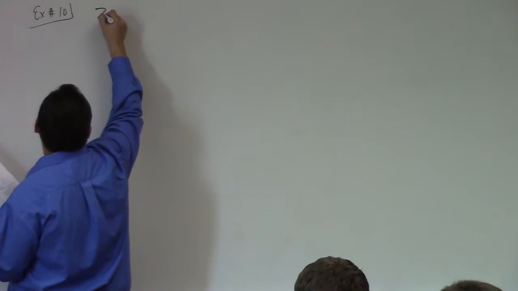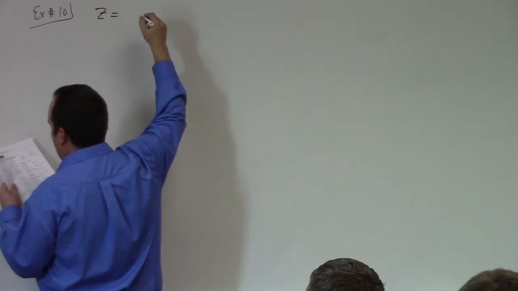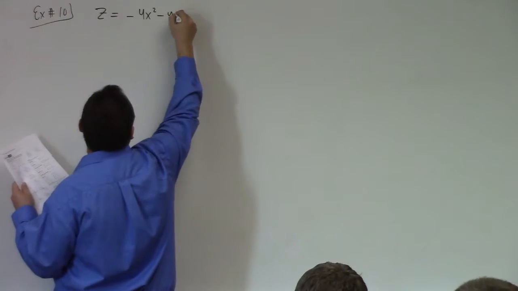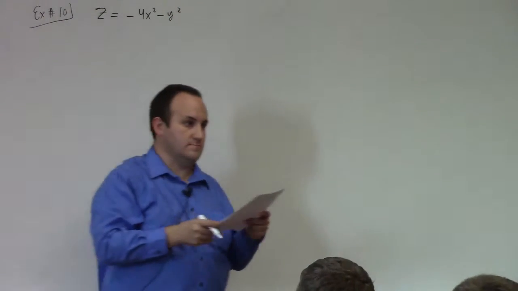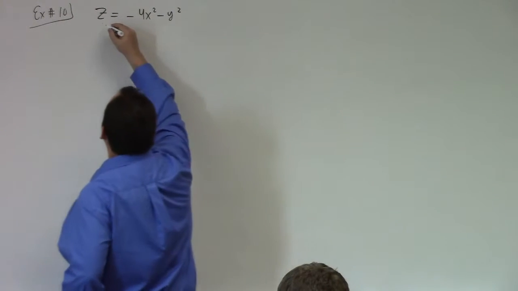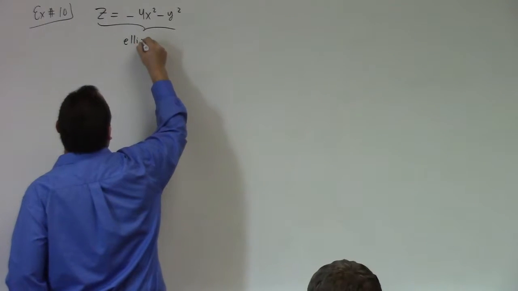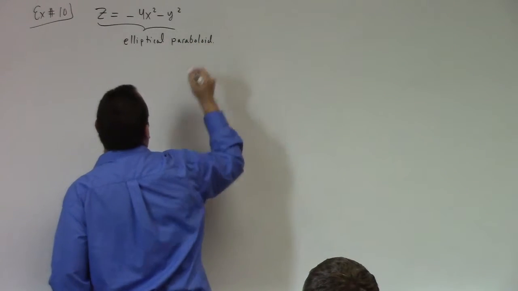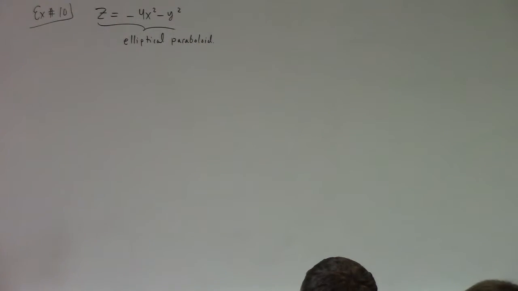So here we have z is equal to minus 4x squared minus y squared. Indeed, this is an elliptical paraboloid. Yeah, it opens down. Let's look at that in some detail. Suppose you don't have this sheet in front of you and you need to figure out what the thing looks like from first principles. How do you do it?